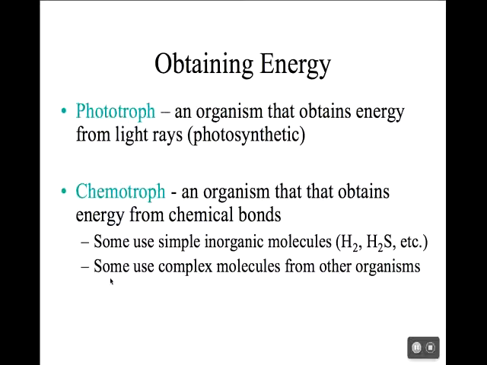Some chemotrophs use very simple inorganic molecules like hydrogen gas or hydrogen sulfide gas. Some chemotrophs use complex molecules that were made by other organisms. That's what we do. That very same hamburger or tofu that you ate for dinner, you break that down to get carbon from it. You also break that down to get energy from it. So you are a chemotroph, getting energy from those complex molecules as well.